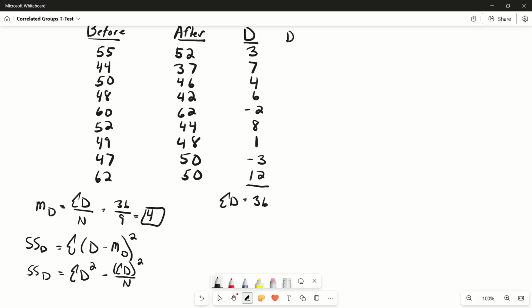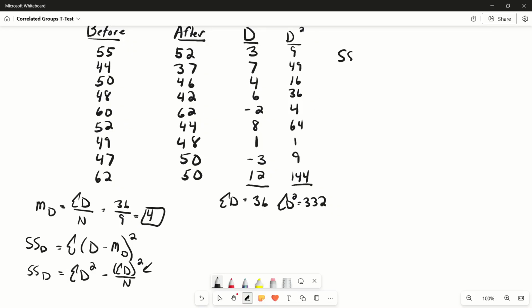Let's make a d squared column and square these values. Now this will turn everything positive, which is what I think a lot of people like, working with positive numbers rather than negative numbers. And then we're going to add up this column of all positives, and we get 332. So this is the sum of d squared. And now we're ready to plug into the second formula we're using here.